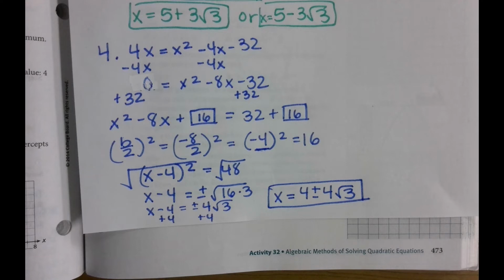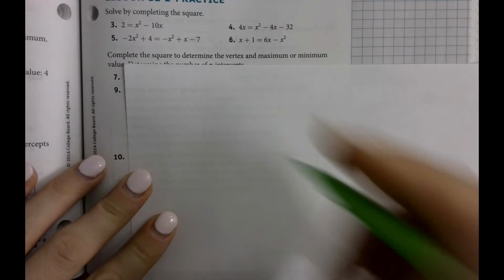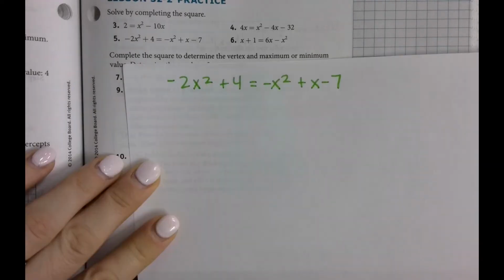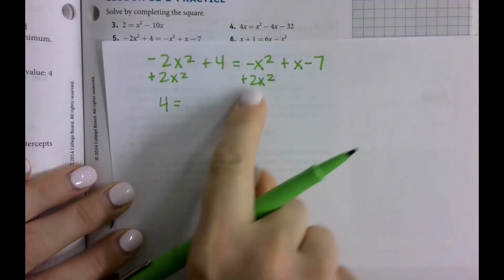Pause the video and try number 5. All right, for number 5: negative 2x squared plus 4 equals negative x squared plus x minus 7. I'm going to add 2x squared to both sides, which gives positive x squared plus x minus 7.